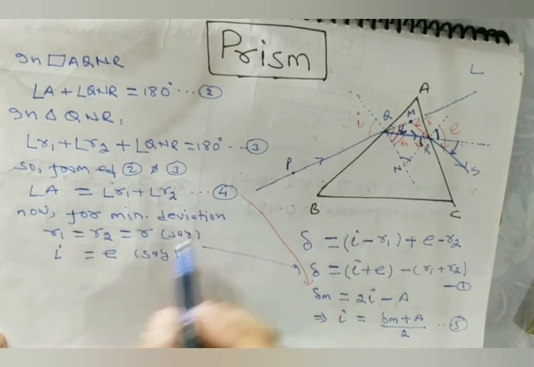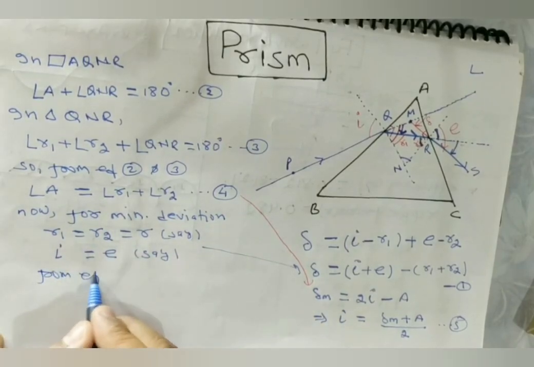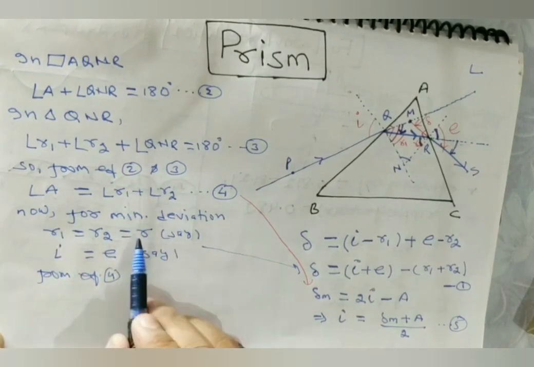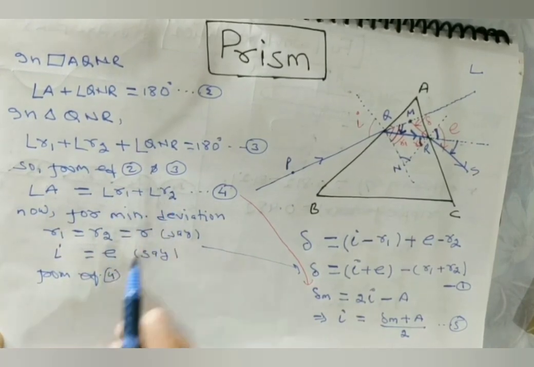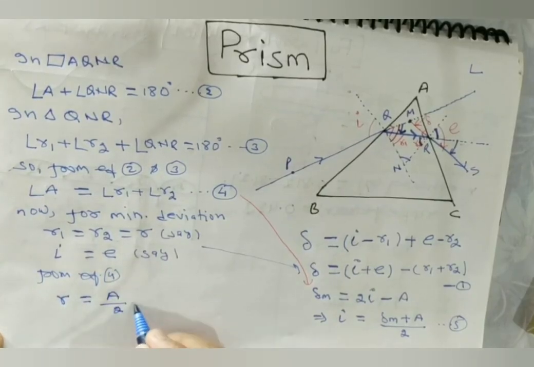And from equation 4, because R1 and R2 are equal and this is R, it becomes 2R. So R will be A by 2.